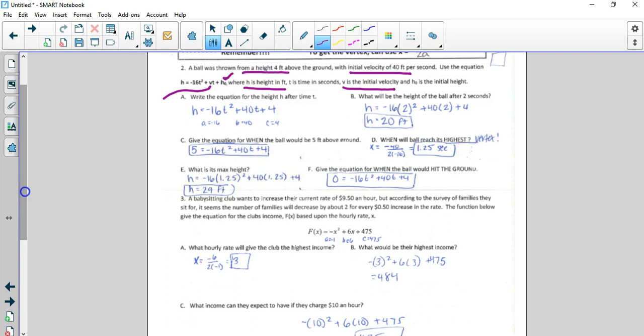Now, where will it be in 2 seconds? You literally just put 2 in for t here, and crunch the numbers. 2 squared times negative 16 plus 2 times 40 plus 4.